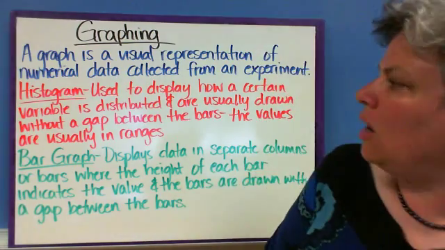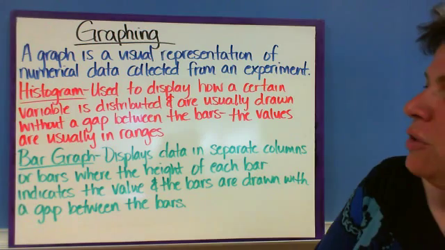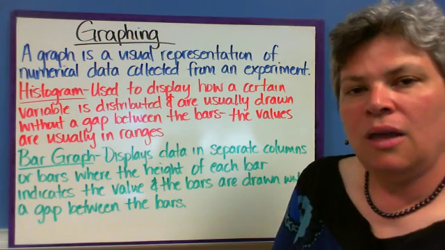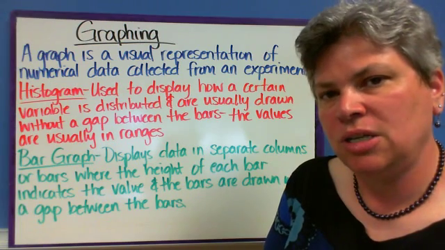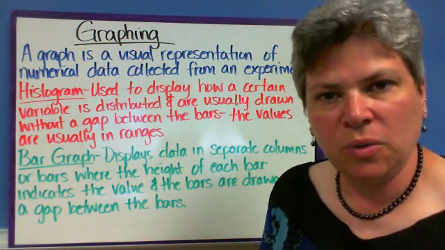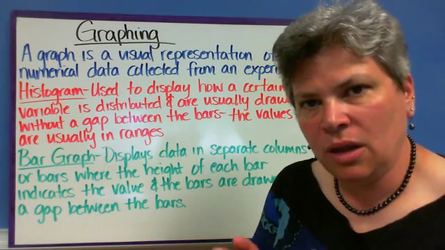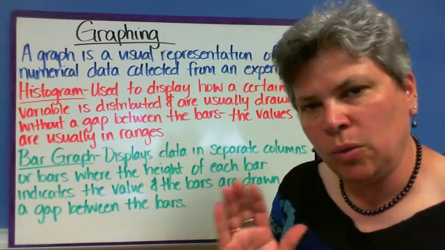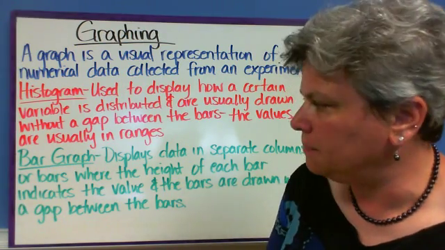The first one we're going to talk about is a histogram. A histogram is used to display how a certain variable is distributed, and they're usually done without a gap between the bars. The bars are actually touching. And the values are done in ranges, like 51 to 60, 61 to 70. So the histogram, it's not a specific value. It's giving you a range of information, and your bars actually touch when you're all done.